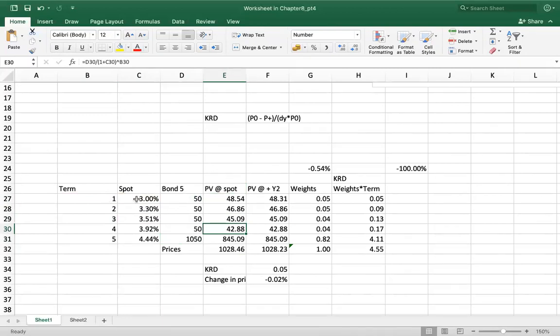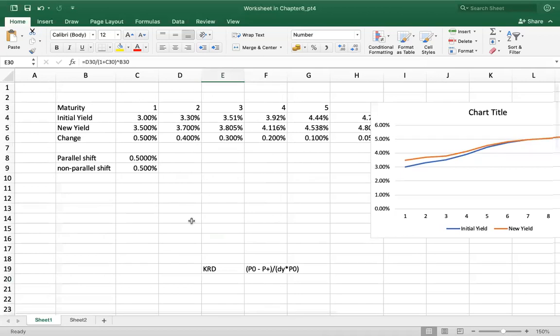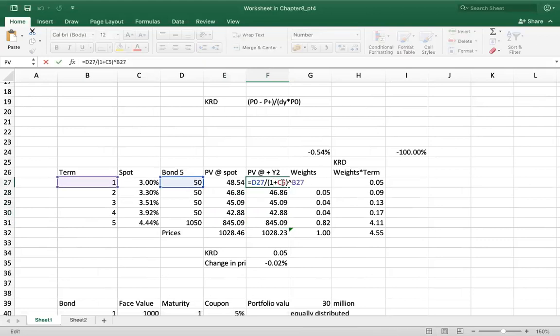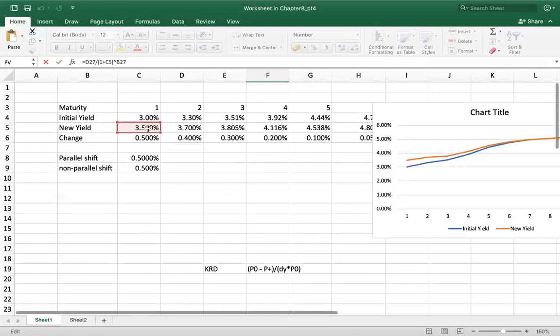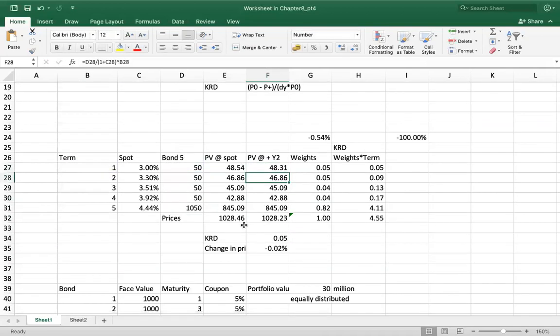Now assume that only one of the spot rates is changing. So let's say this changes from 3% to 3.5%. Now all these present values will remain the same, only this will be changed. And now this cash flow of 50 will be discounted back at 3.5%. And you can see the price decreases from 1028.46 to 1028.23.